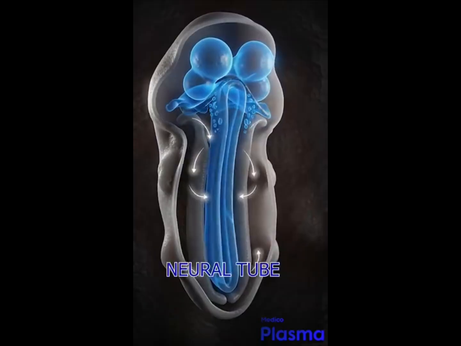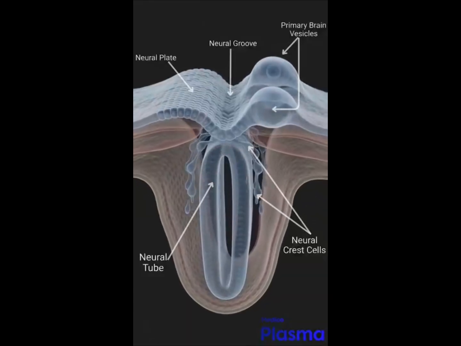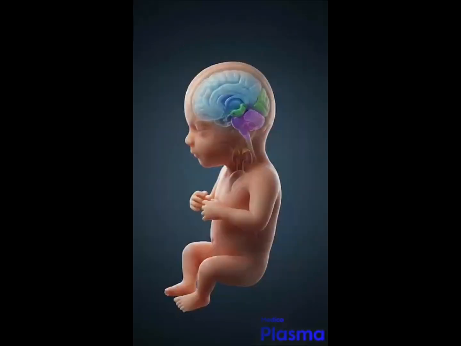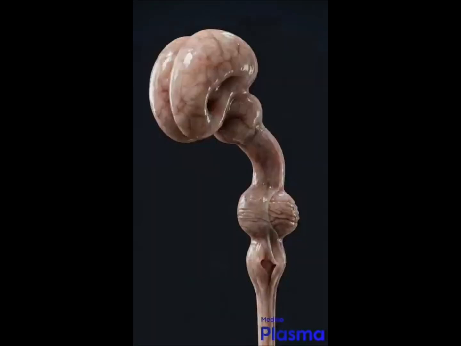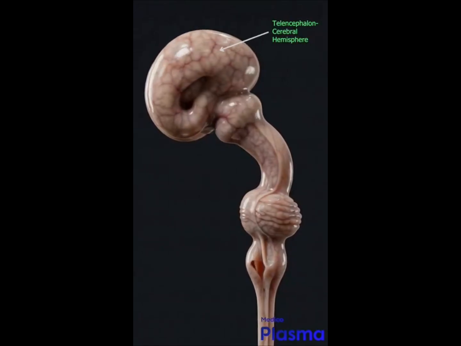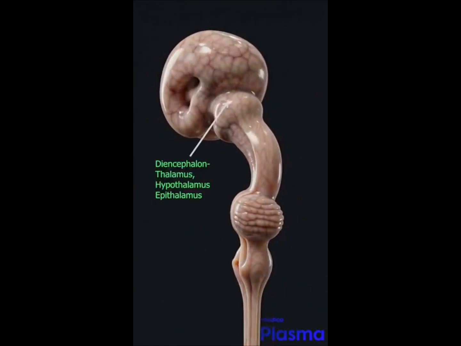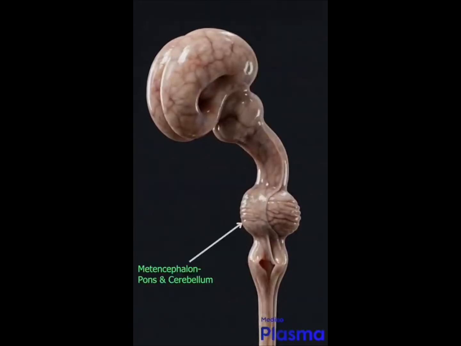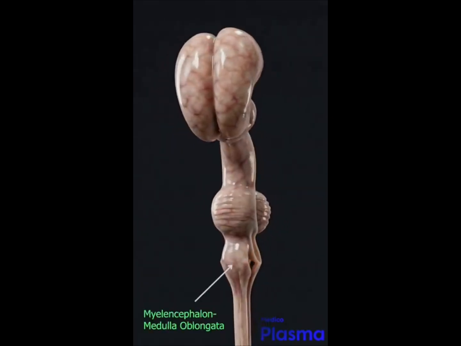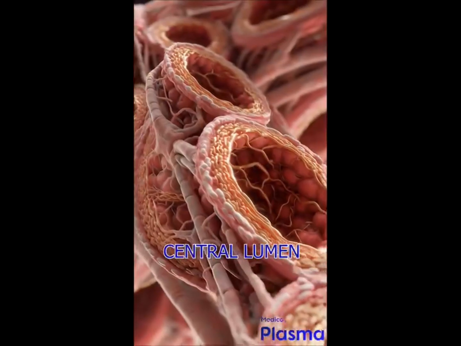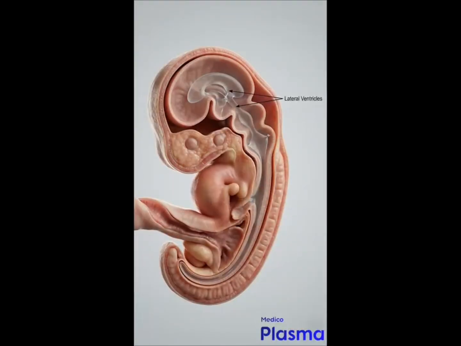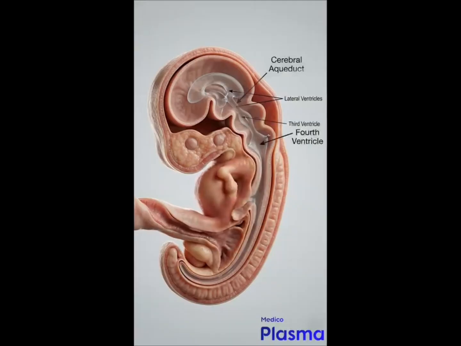The cranial part of the neural tube expands to form three primary brain vesicles: prosencephalon, mesencephalon, rhombencephalon. These further subdivide into 5 secondary vesicles: telencephalon, cerebral hemispheres; diencephalon, thalamus, hypothalamus, epithalamus; mesencephalon, midbrain; metencephalon, pons and cerebellum; myelencephalon, medulla oblongata. The central lumen of these vesicles gives rise to the ventricular system, including the lateral ventricles, third ventricle, cerebral aqueduct, and fourth ventricle, which remain essential for CSF circulation.